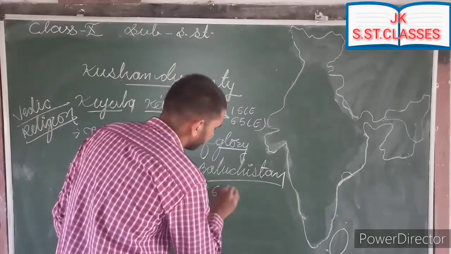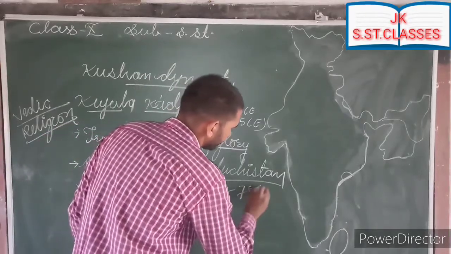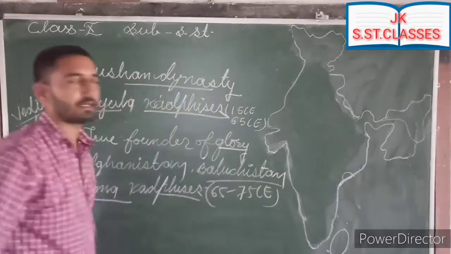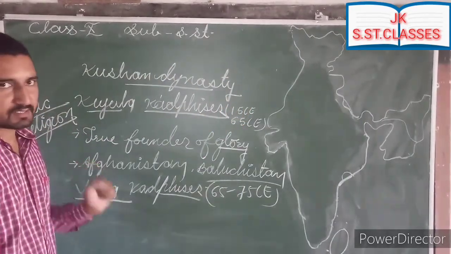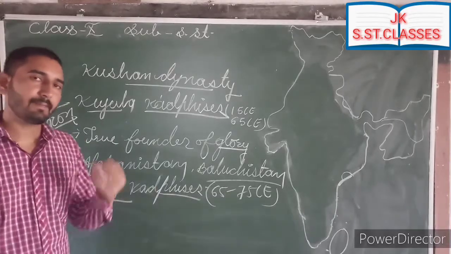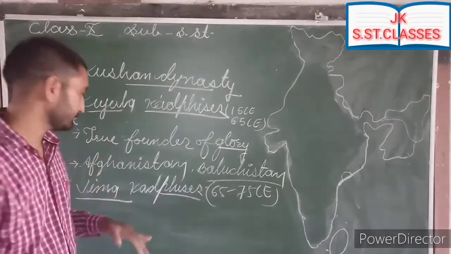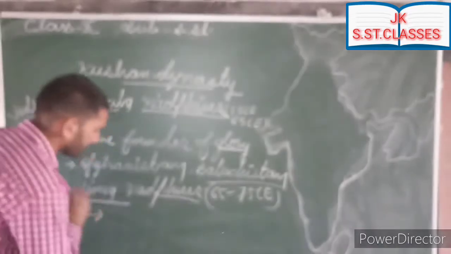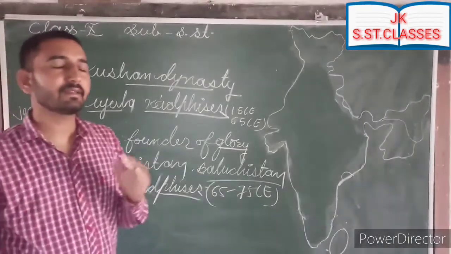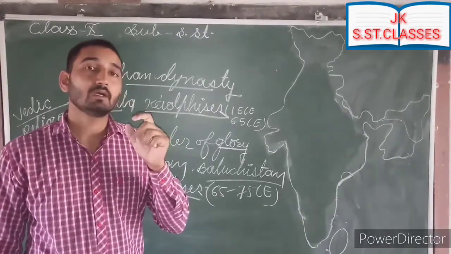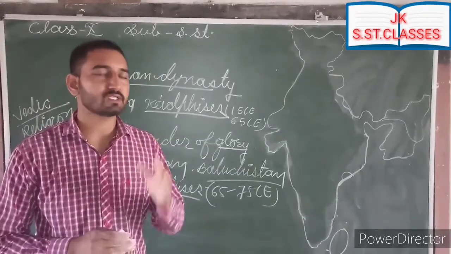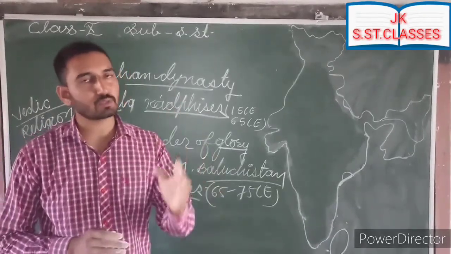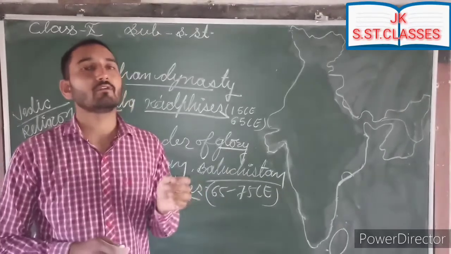Ruled from 65 Common Era till 75 Common Era. Okay, the most important things related with Vim Kadphises are he was the first Indian ruler who issued coins with the name of the ruler. Means gold coins with the name of the ruler was first of all issued by Vim Kadphises.